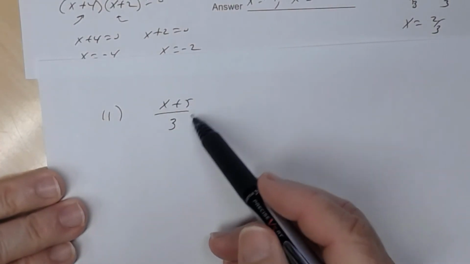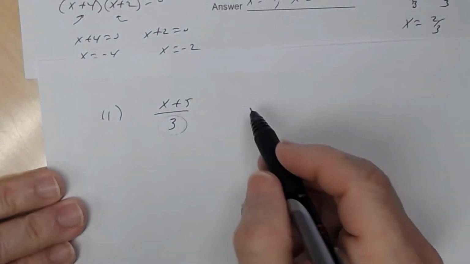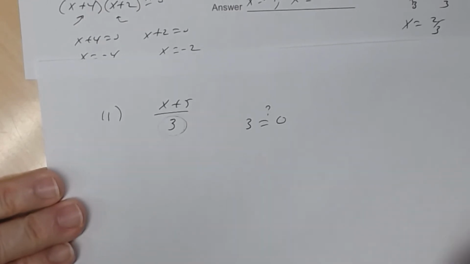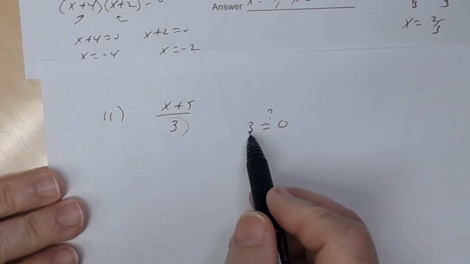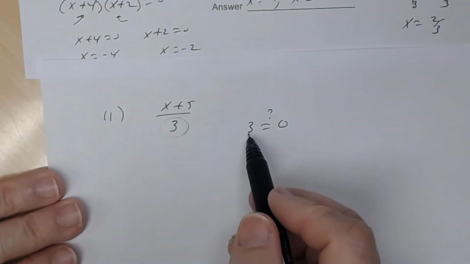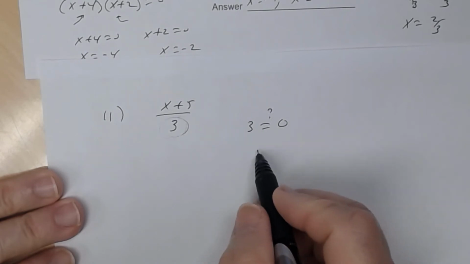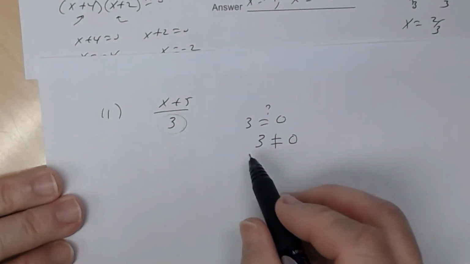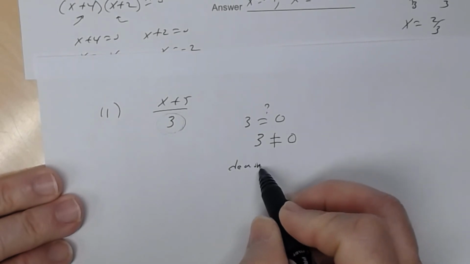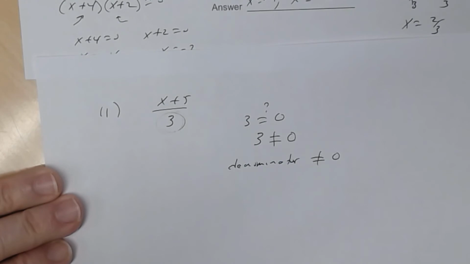So if you want to find out where this rational expression is undefined, you ask yourself, where is the denominator equal to 0? That's your question. Where is that equal to 0? Well, notice that you have 3 here. There's not 3x, it's just 3. So the question is, does 3 ever equal 0? And the answer is no. 3 does not equal 0. So my denominator is never equal to 0.